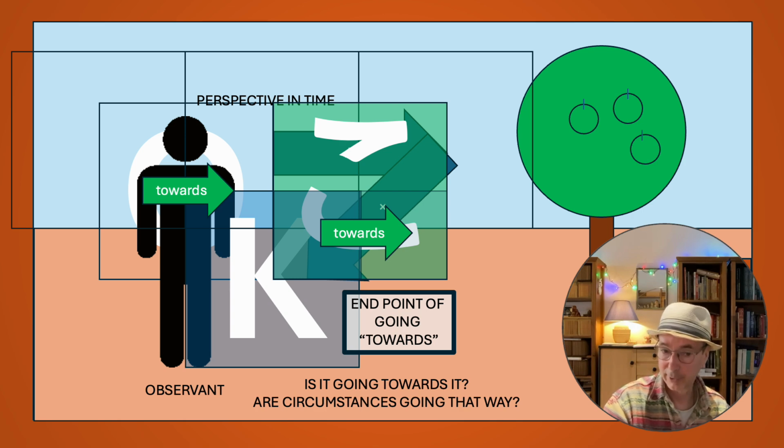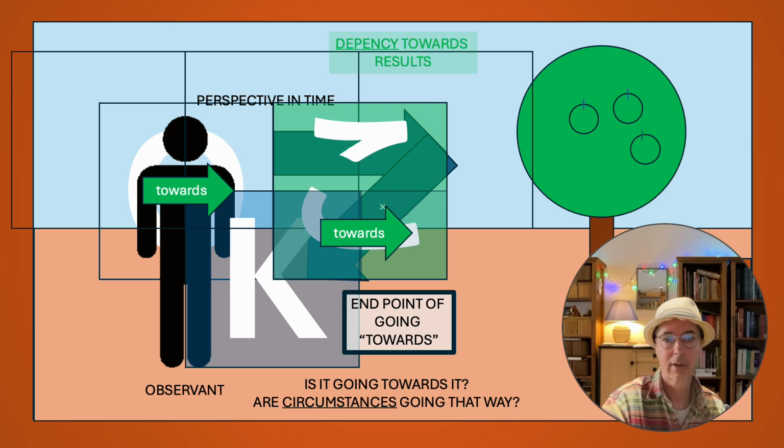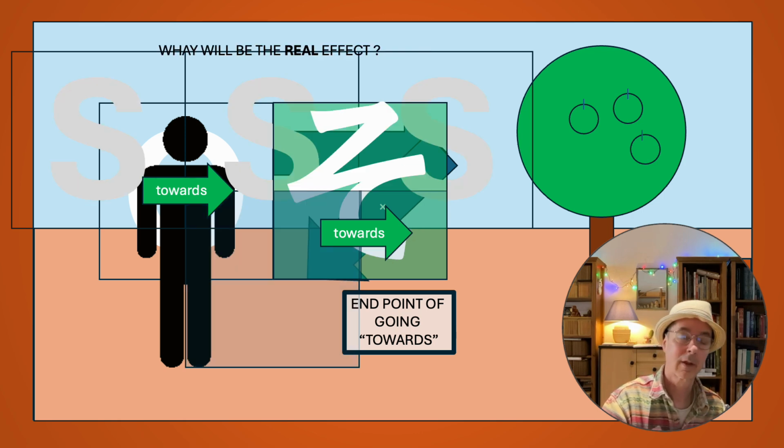Is it already going towards it? Are all circumstances in it already to go that way? That's the kind of question that is asked with ko, with a certain dependency, of course, towards these results. Are these circumstances already there? We don't know. We have to check them with ko. And what will be the real effect that causes something to happen or not to happen?